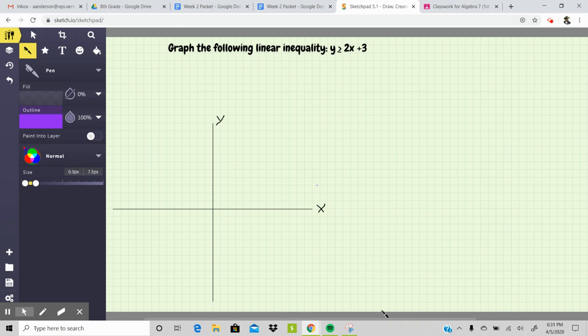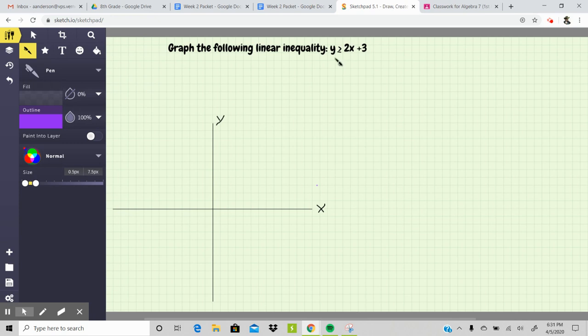All right, so for this week, we're going to be dealing with linear inequalities. And we're going to start off by graphing them. If you're anything like I was when I was younger, the word inequality was kind of a scary word for me. Honestly, this really isn't going to be much more difficult than graphing a linear equation.